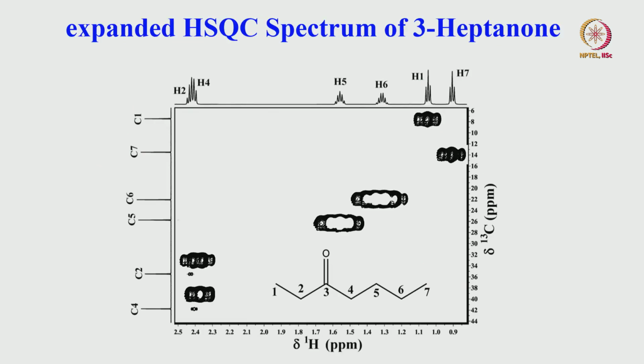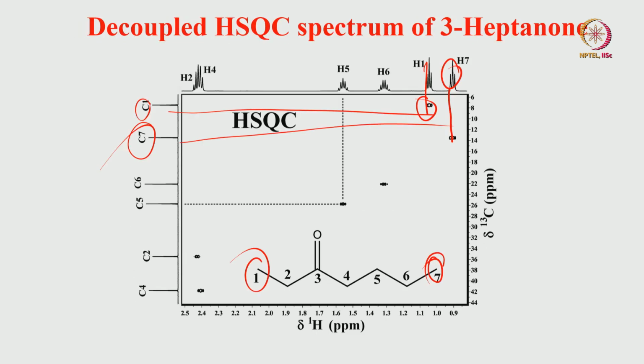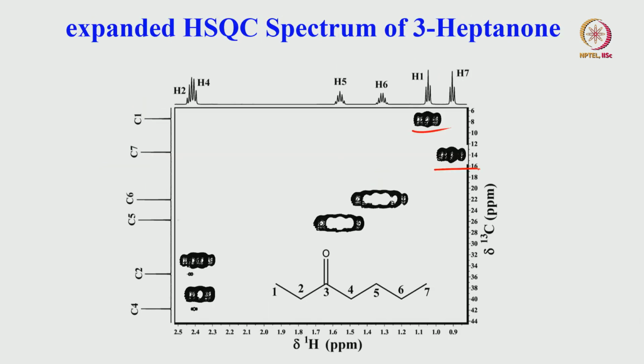But then we will expand this in the decoupled version, then you will see very clearly all this multiplicity. Here you see this is a triplet, this is a triplet, this is a quintet, this is a quintet, this is a quartet, and there are two peaks overlapped here, H2 and H4, and H2 is a quartet and this is a triplet, H1. See this quartet is there, H2, and you see they are well separated out.